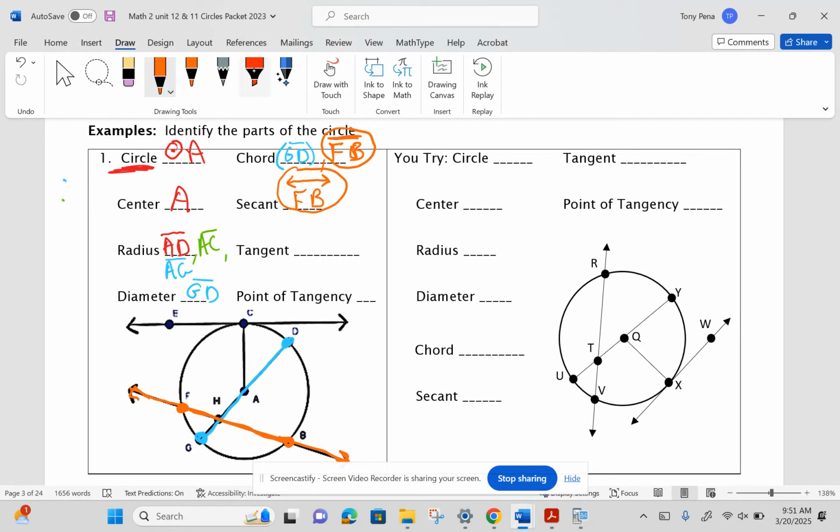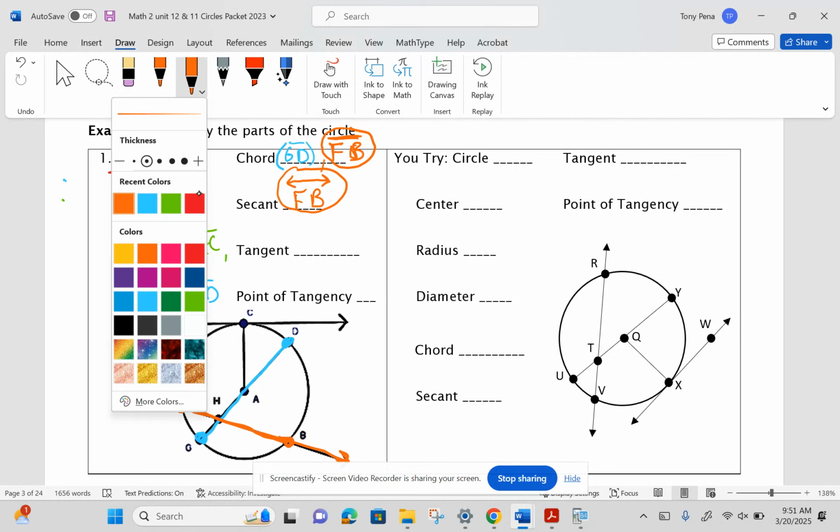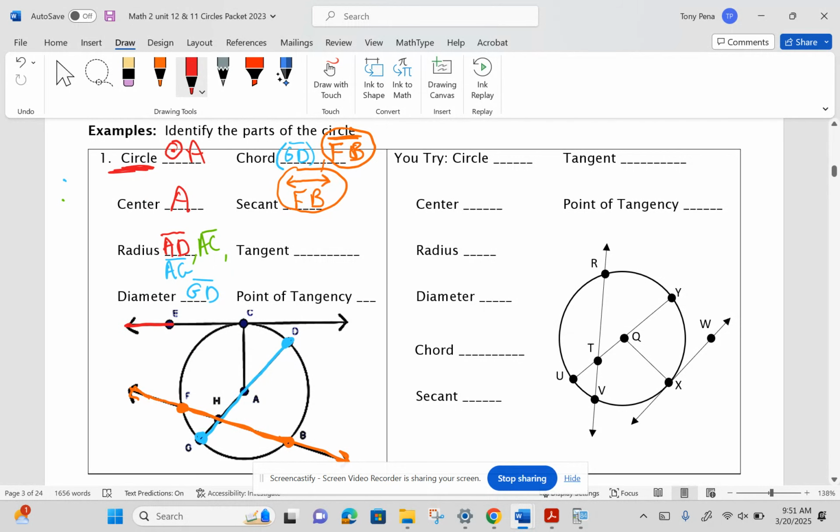All right, tangent line. Your tangent line is this guy here because it touches the circle once and only once. Where does it touch the circle at? C. So that's your point of tangency. So we'll go ahead and put C as the point of tangency. And then we need to name this line. That line goes through 2 points, and it goes through the points E and C.